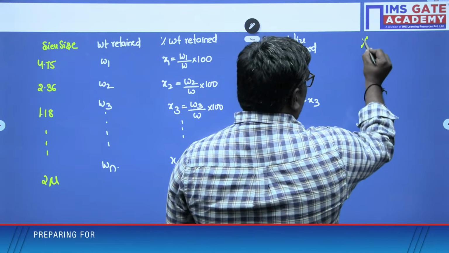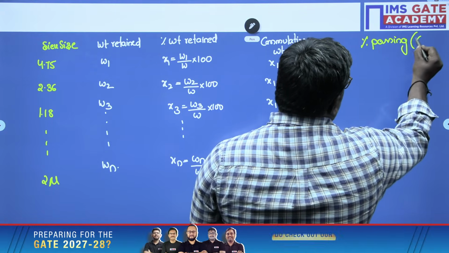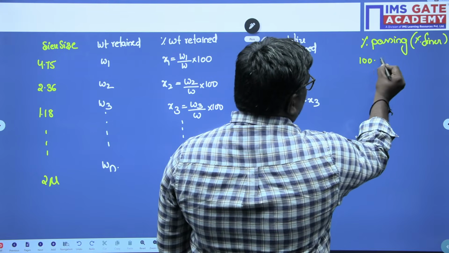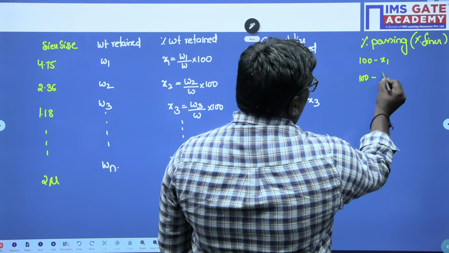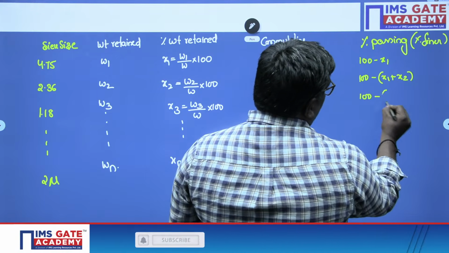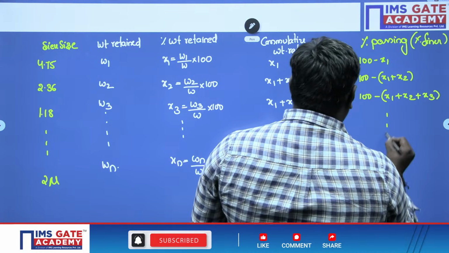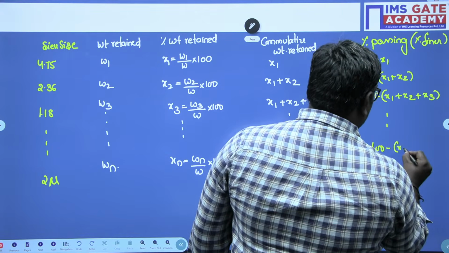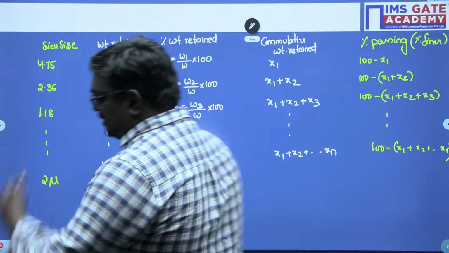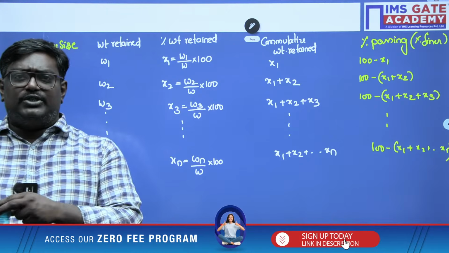Similarly, if you want to get percentage passing, or if they use the words percentage finer, they are all the same, sir. In this, it will be 100 minus X1, then 100 minus of X1 plus X2, then 100 minus X1 plus X2 plus X3, and so on, 100 minus of X1 plus X2 and so on up to Xn. So this will be the sieve analysis procedure. Any doubts, my dear students?